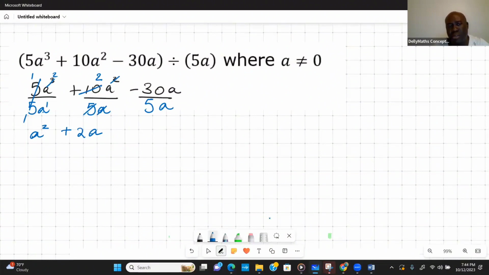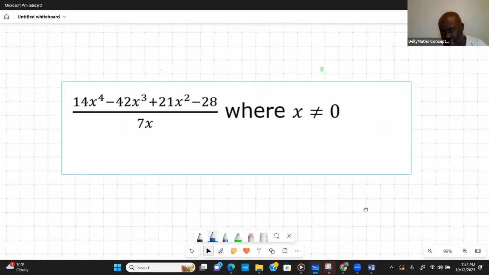For the last piece here, 5 into itself is 1. 5 into negative 30 will give us negative 6. So this is negative 6. A cancels itself one time. So we're left with a squared plus 2a minus 6. And this is our final response.